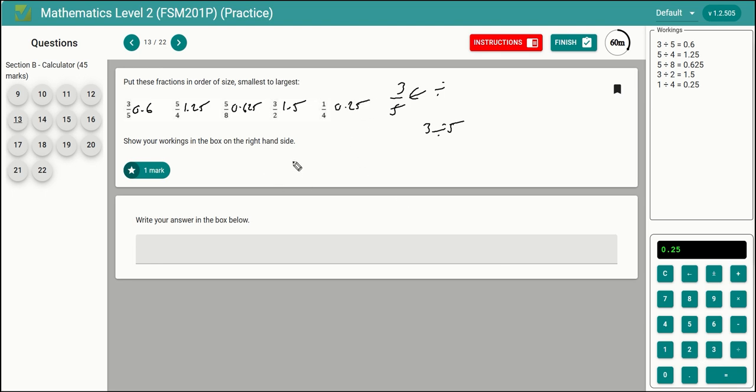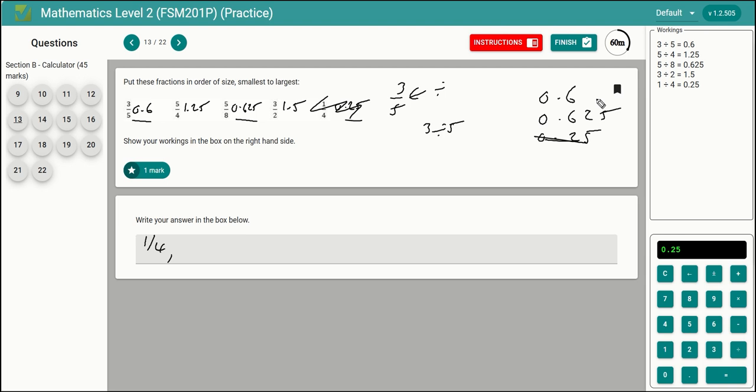Okay, so we want order of size, smallest to largest. Okay, so we can see that we've got 3 that begin with zeros. So let's just write it over here. We've got a 0.6, 0.625, and a 0.25. Well, we've got a 2 versus a 6 and a 6, so therefore 1/4 is the smallest. So that one's gone.